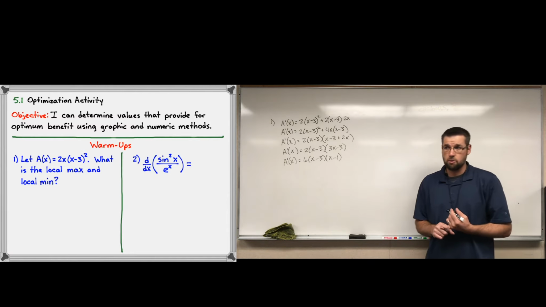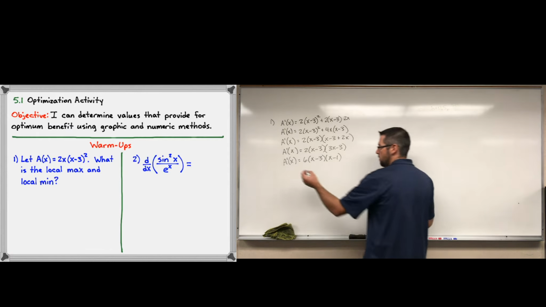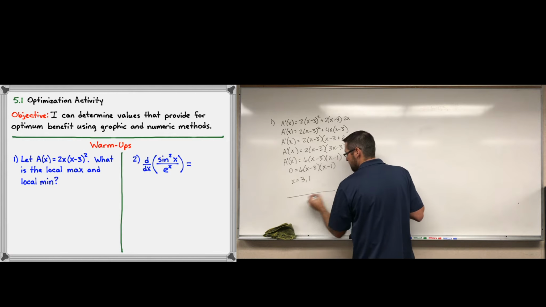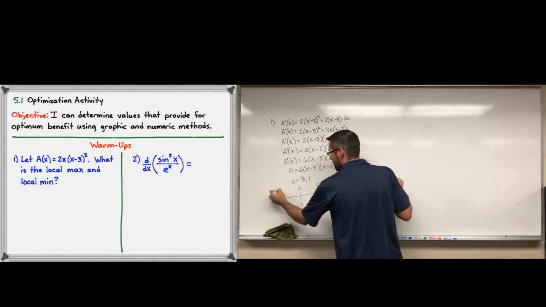You're looking for all critical points, right? Is there any endpoints? No. Is there any points where the derivative does not exist? No. So we're only looking at when the derivative equals 0. And that occurs when x equals 3 and 1. So we set up our number line, 1 and 3. That's when the derivative is 0, so a prime.